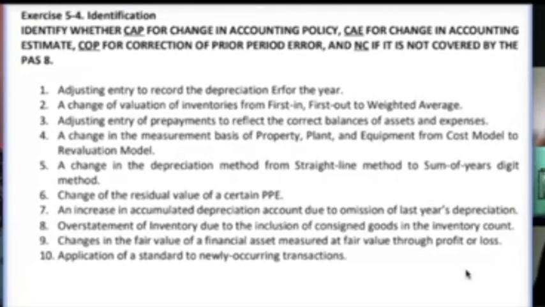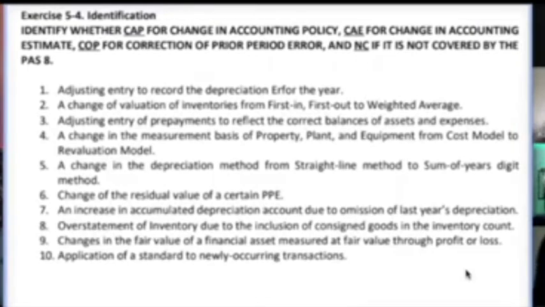Next, number 5. A change in the depreciation method from straight line method to sum of years digit method. So we answered what our group answered, sir, CAE, sir. Okay, that's correct, because I think we have a similar illustration earlier here. Let's proceed to number 6.